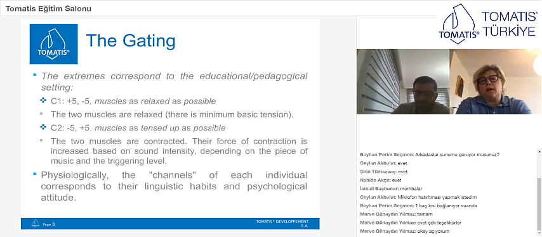So when we set the gating on the extremes, it corresponds to the educational pedagogical settings. You all know that. So channel 1 is +5, -5. So the muscles are as relaxed as possible. And channel 2, -5, +5, muscles as tense as possible.